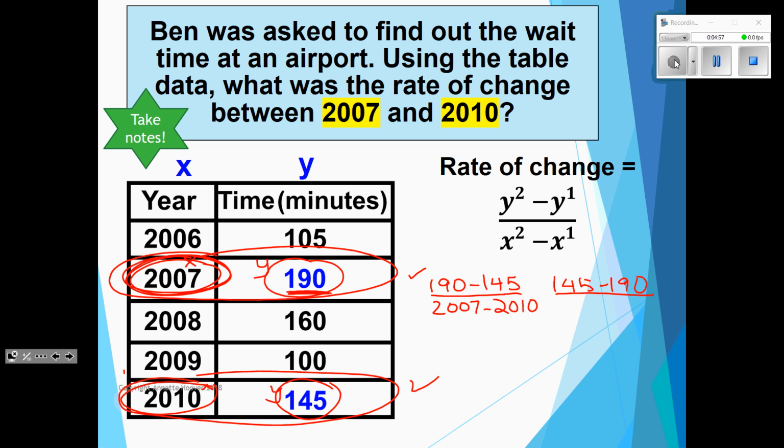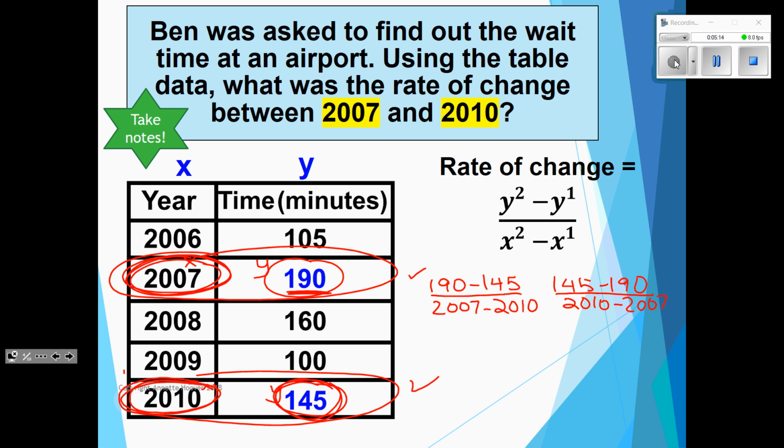In the second scenario, I did the 145 first. Since I did the 145 first, when I subtract the x's on the bottom, I have to do the 2010 first. So it would be 2010 minus 2007. Now what happens when you solve both of these?